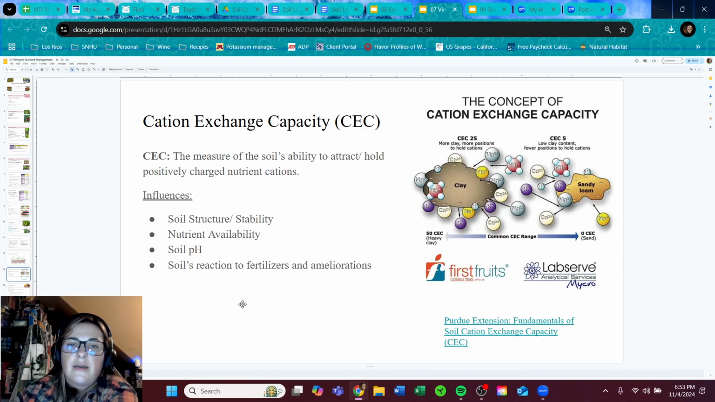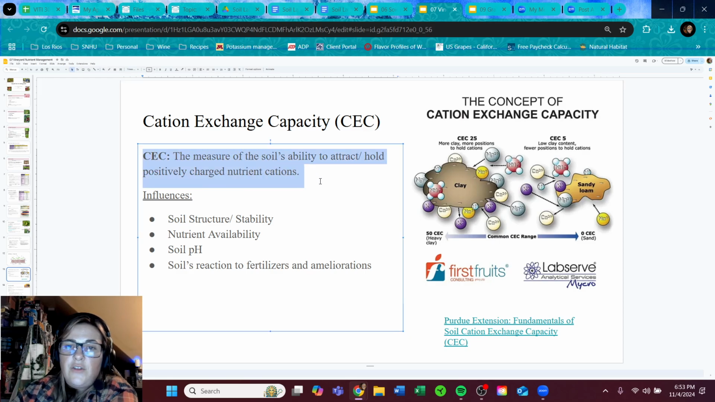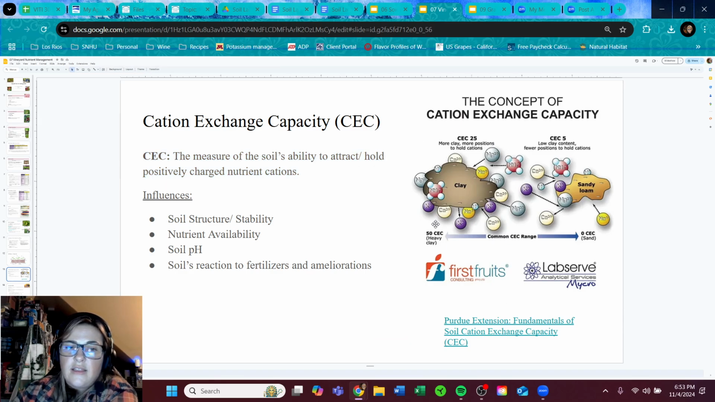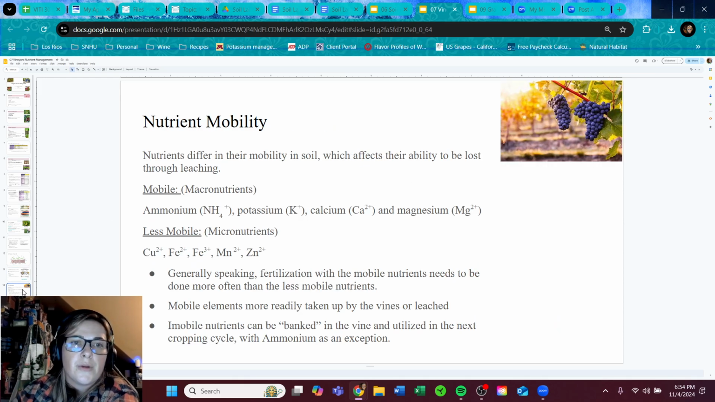Where I will ask you about it is if you could just understand the definition, the measure of a soil's ability to attract and hold positively charged nutrient cations. And if you understand that's how these elements and nutrients transfer to the roots and to the vine, that is the most important big picture of this. If this was a UC Davis course and I was prepping you for research and writing research papers, then it would be a different story. But that's not our situation. So just understanding what it is and being able to recognize it is the most important part.